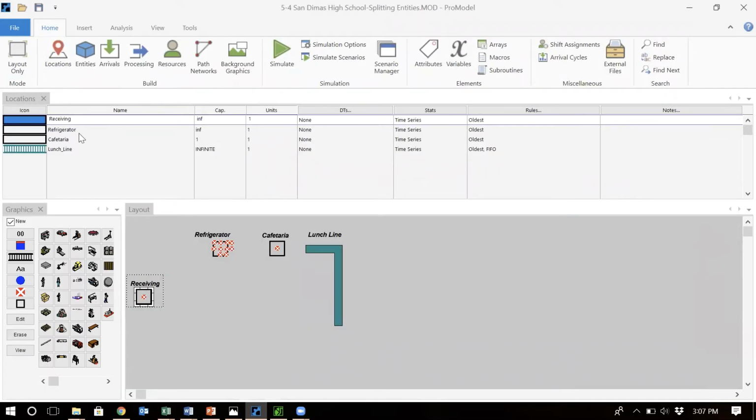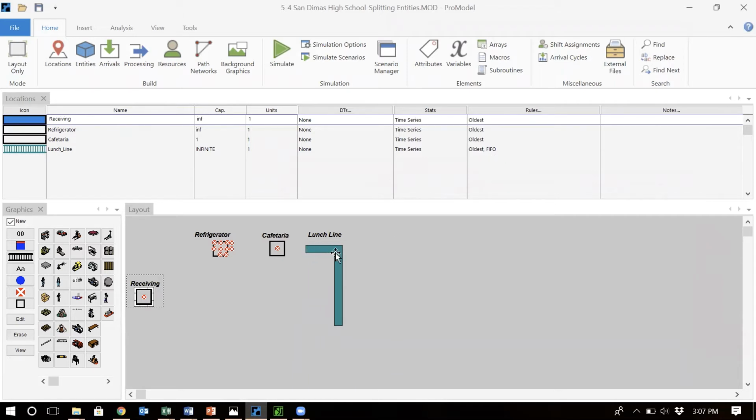Okay, here is my model. I have the receiving dock, refrigerator, cafeteria, and lunch line. Everything has capacity of infinity except the cafeteria. And for the lunch line, I have considered it as a queue. And since it's the lunch line, obviously the rule of first in, first out holds. So I do have the first in, first out rule here as well.